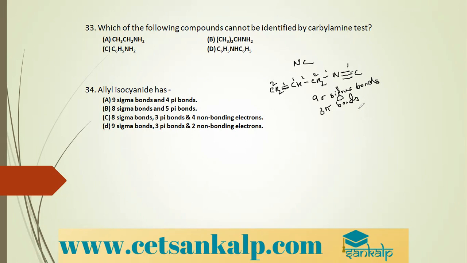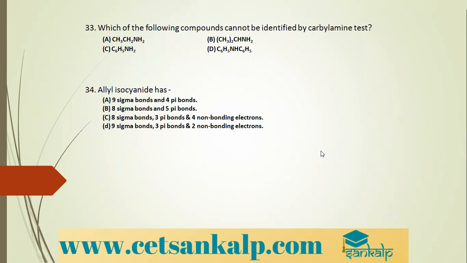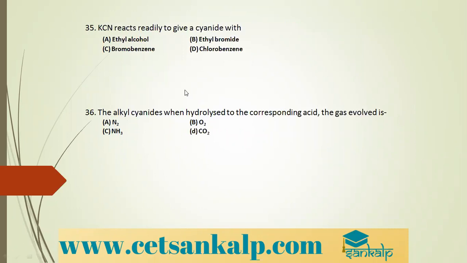Then, the lone pair: nitrogen does not have one. The 2 non-bonding electrons are not on nitrogen; in isocyanides, they are on carbon. Or you can say 1 lone pair of electrons on carbon. So what is the correct option? 9 sigma bonds, 3 pi bonds. Yes, this is the correct option. Remember, the question here is to make you understand that in isocyanides, nitrogen does not have lone pairs. It is the free electrons present on carbon.